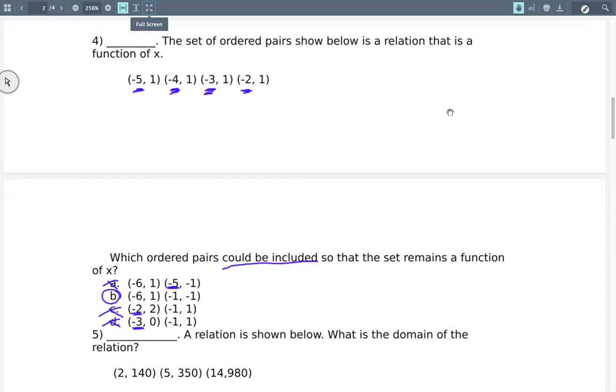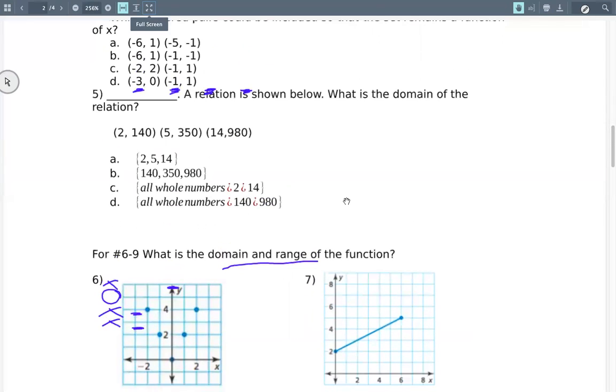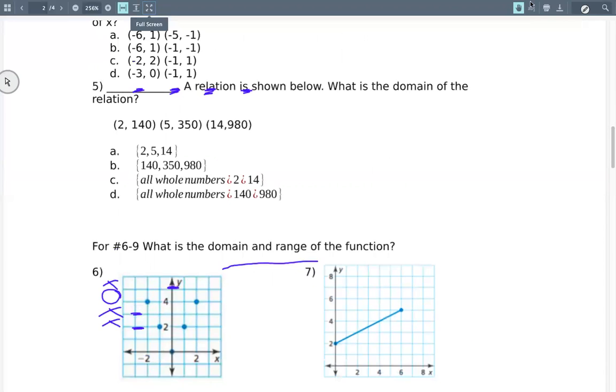Now, number 5 says a relation is shown below. What is the domain of the relation? Domain is just talking about what are my x values. So my x values here are 2, 5, and 14, okay? So if we have 2, 5, and 14, the one that matches up there is A. Okay, A.